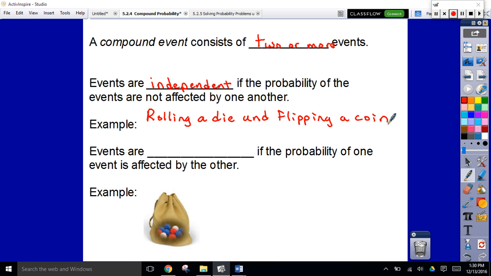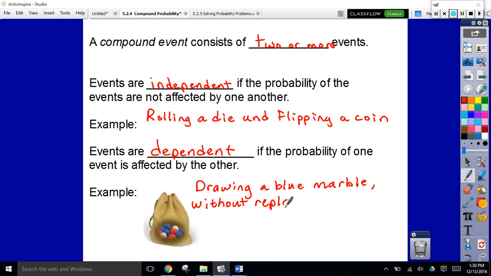The other type of event is called a dependent event. Events are dependent if the probability of one event is affected by the other. So for example, we have a bag with marbles in it. If I draw a blue marble out and then I don't put it back and I pick another marble, my probability is going to be changed. Okay, so let's write this as drawing a blue marble, and then I'm going to write without replacement. That means I'm not putting it back. Then drawing another blue marble. Okay, drawing a blue marble without replacement, then drawing another blue marble.